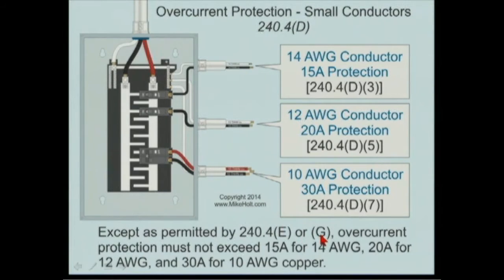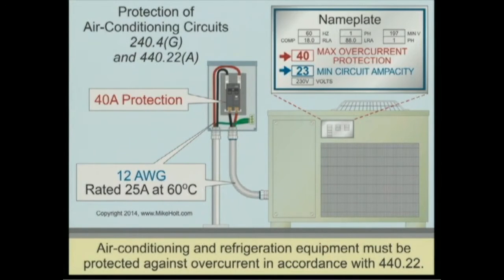Well, what's E or G? G is air conditioning. When it comes to air conditioning loads, it doesn't work this way. You size the overcurrent protection for air conditioning and refrigeration equipment in accordance with the nameplate. If this nameplate says 40 amp protection, 23 amp wire, well then I would put a 40 amp breaker and I would find some wire rated 23 amperes at 60 degrees C, and this is where people go nuts.